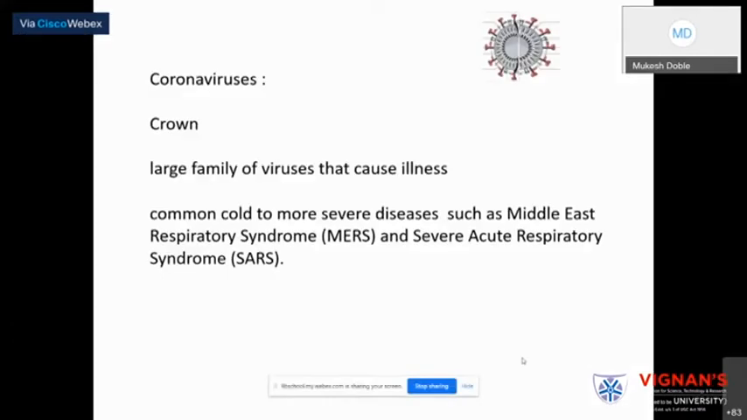If you look at the coronavirus, they have these spike proteins. That's why it's called a crown. These spike proteins play an important role in binding to the host through a protein called angiotensin converting enzyme 2, ACE2. So they play a very important role in the start of the disease.